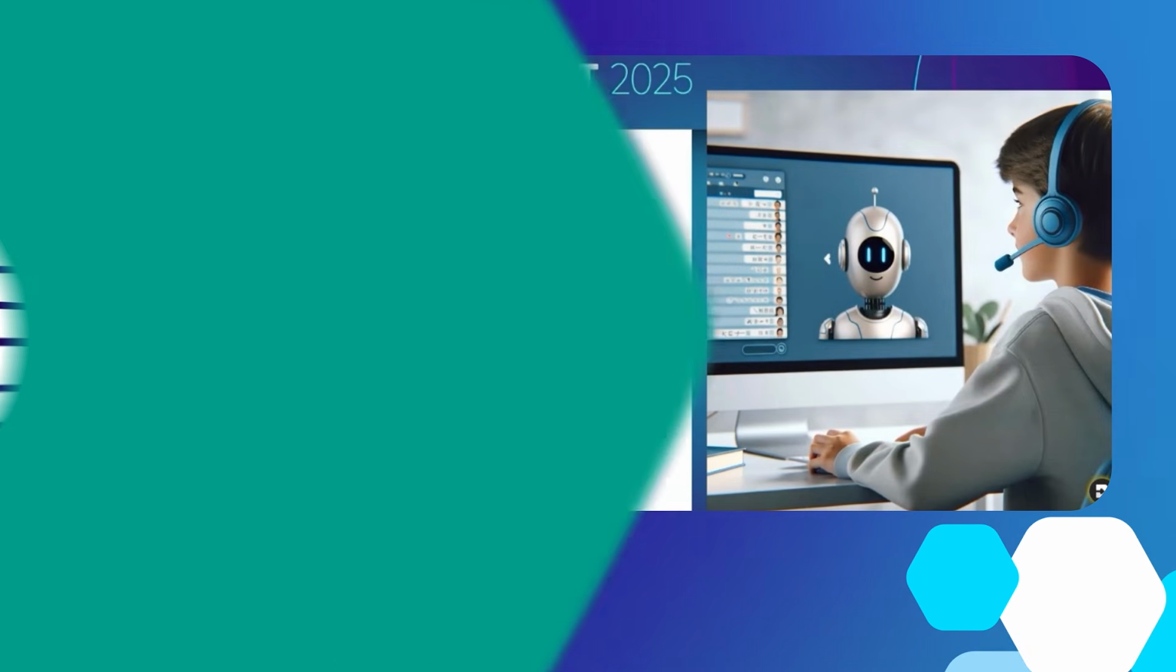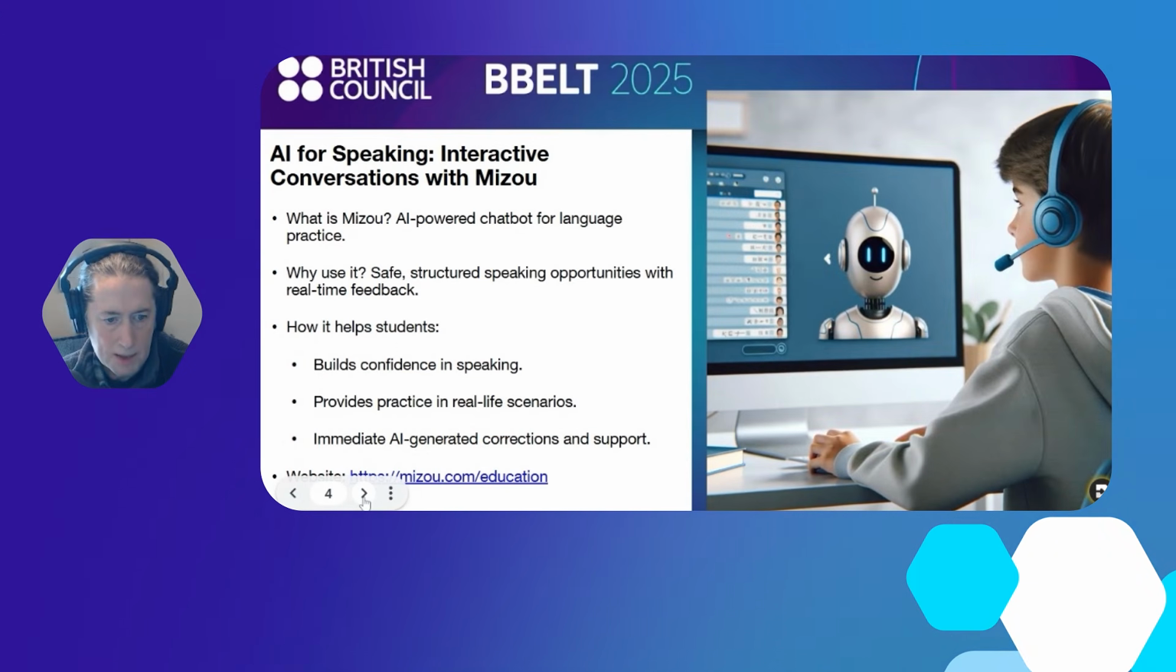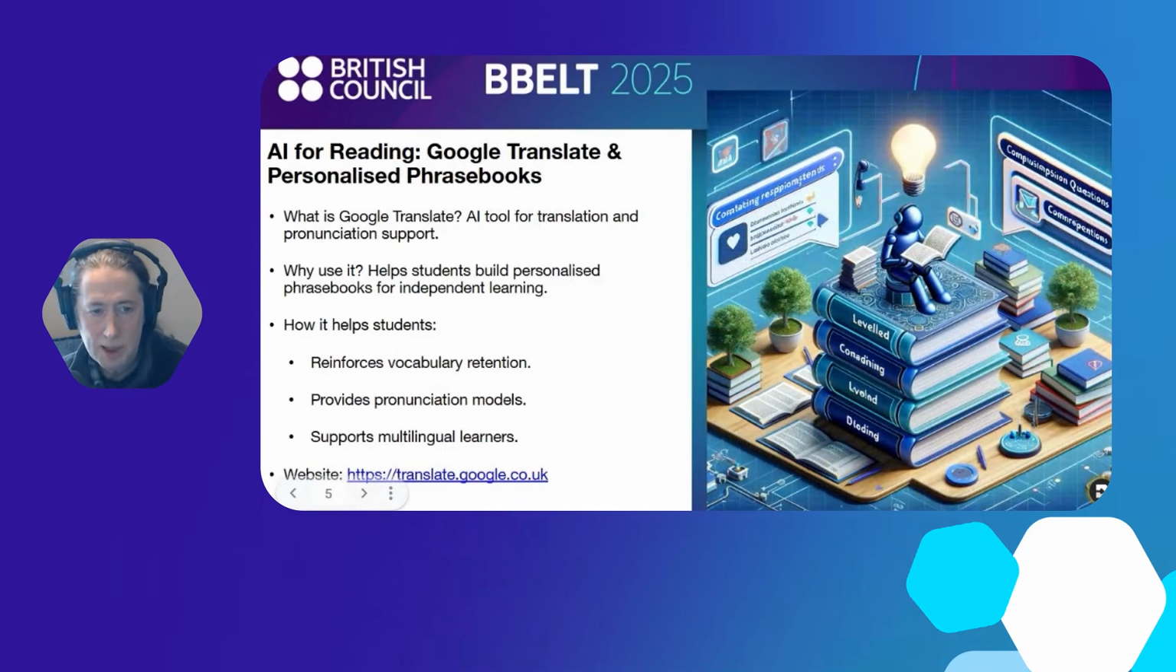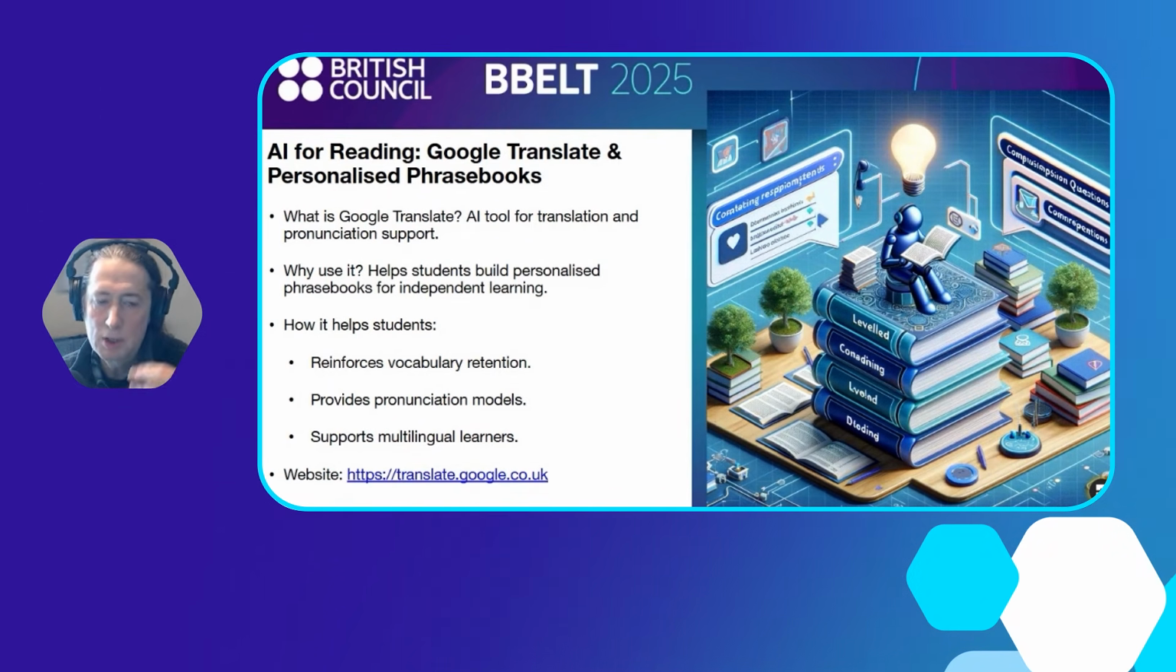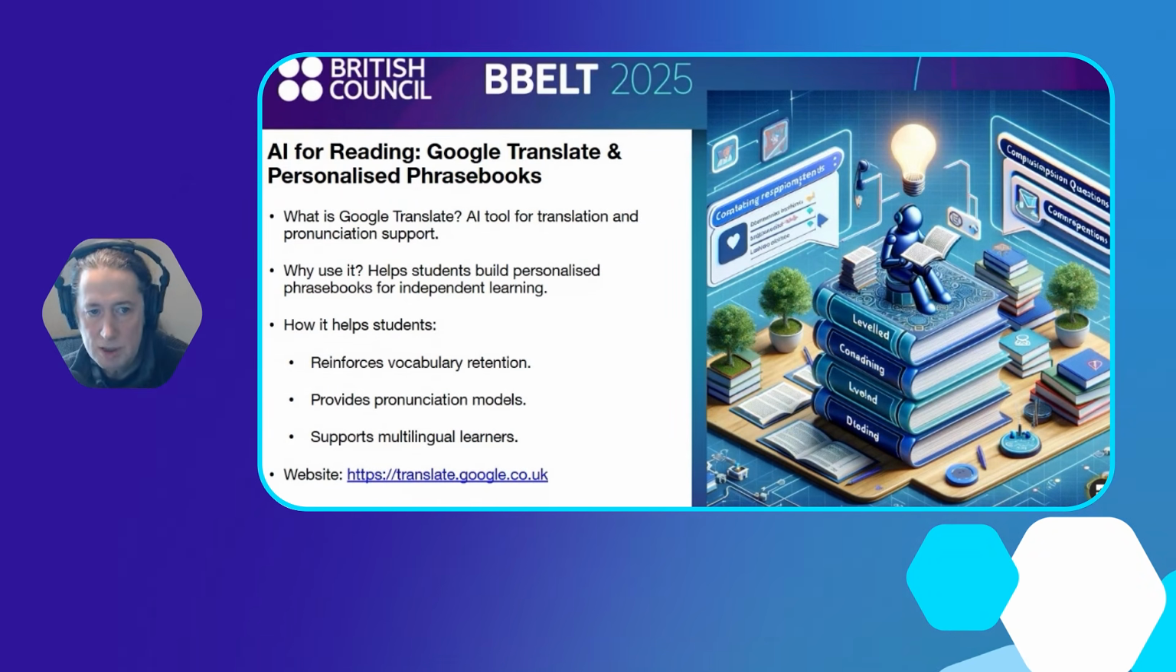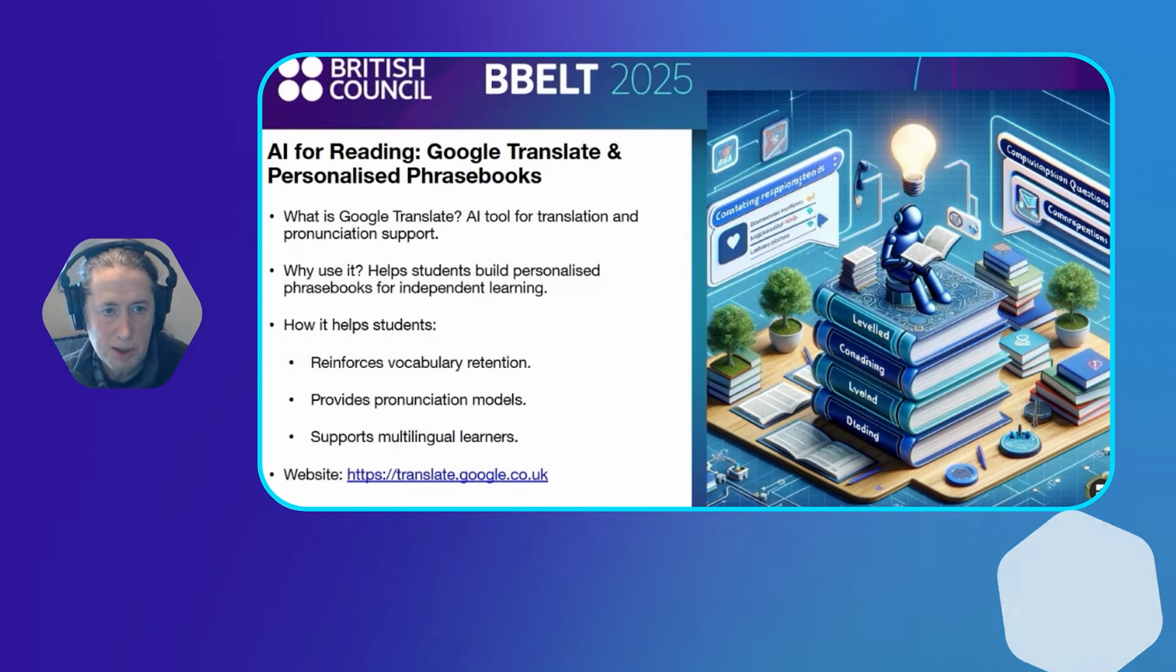So now I'm going to go back to my presentation, and I'll be looking at how we can use AI for reading. Here we're going to look at Google Translate, and a feature which maybe a lot of you don't know about, which is the fact that you can make personalized phrase books within Google Translate. I'm going to show you how to do that right now.